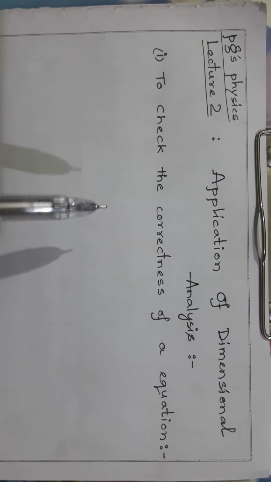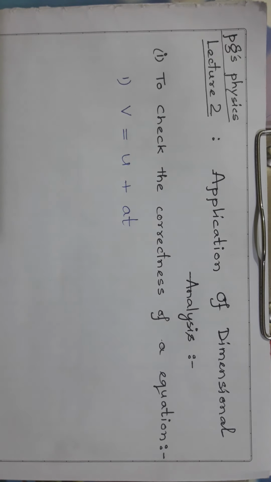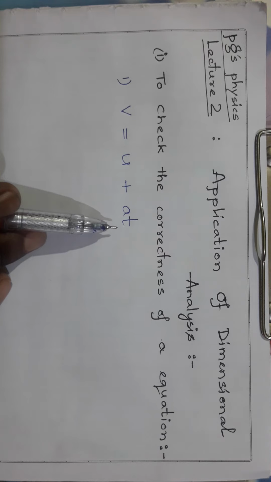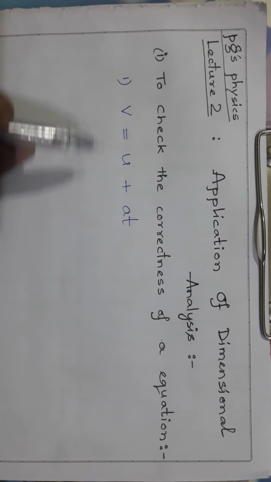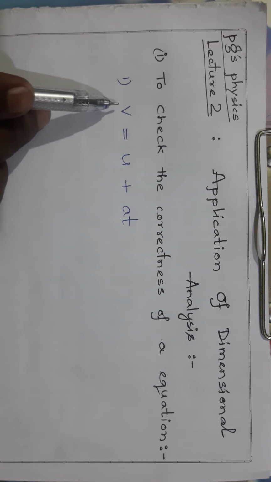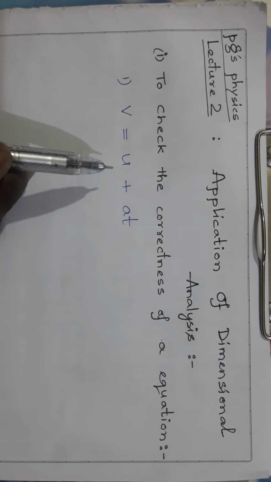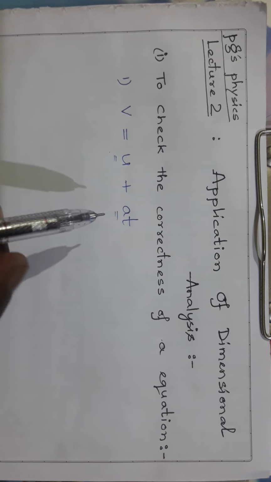To check, or you can say to verify the validity of an equation. For example, let us take one equation, v equals u plus at. Now what to check? Here we have to check whether the dimension of left hand side is equal to the dimension of right hand side or not. Again, we have to see whether the dimension of each of the quantities is the same or not.